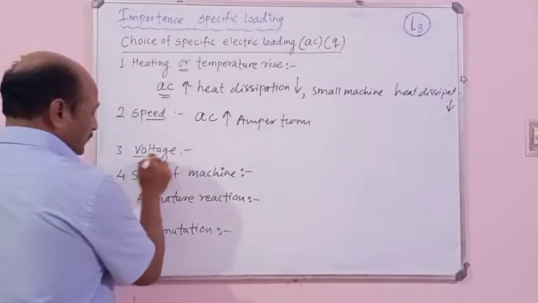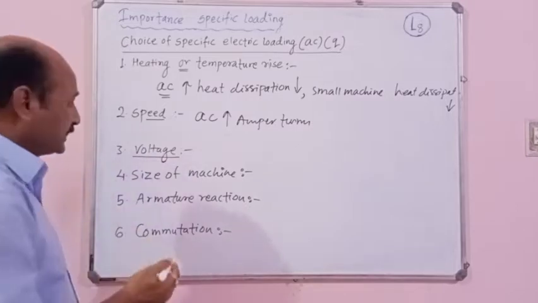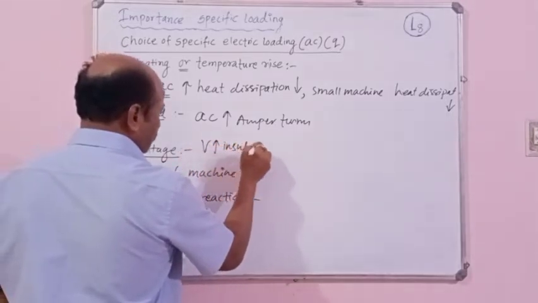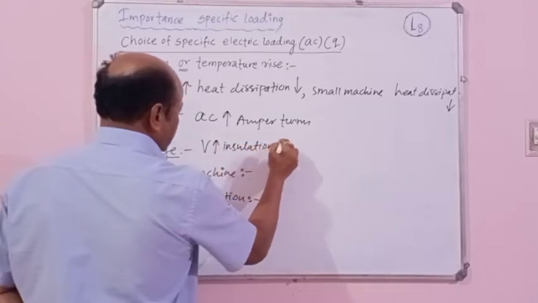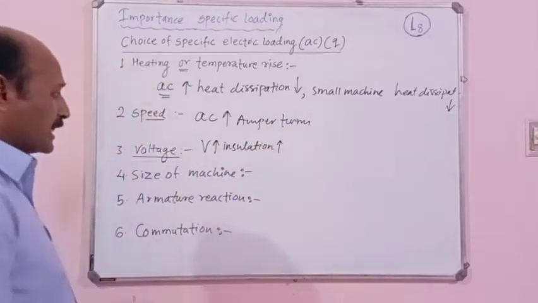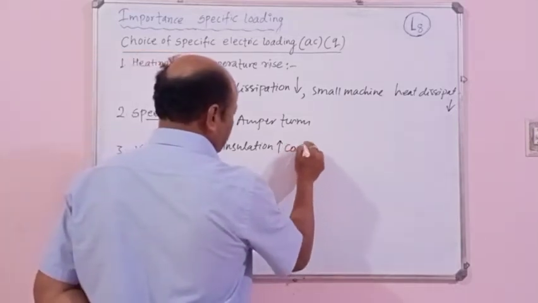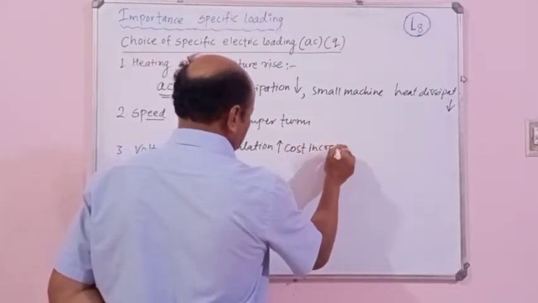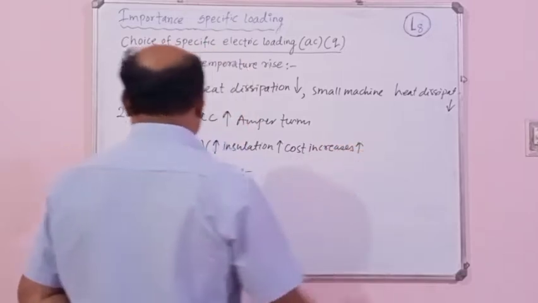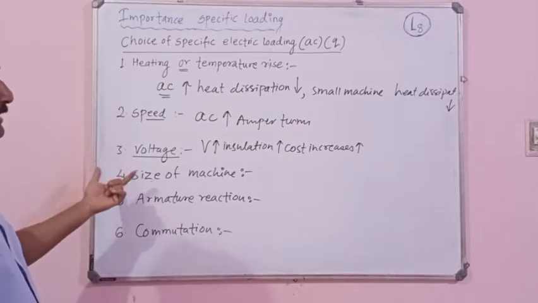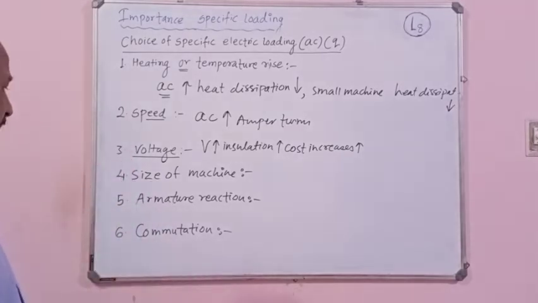Then third one is nothing but the voltage. If the voltage increases, so under that condition, what happens? The insulation also increases. As the insulation increases, what happens? The cost increases. So that's why voltage is the third factor, an important factor while selecting the specific electric loading.